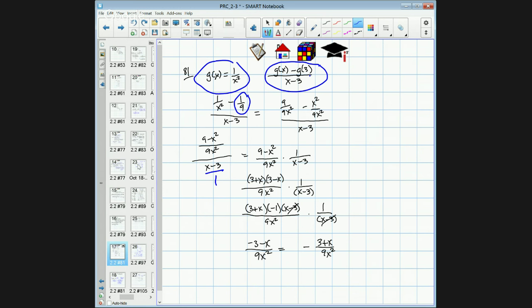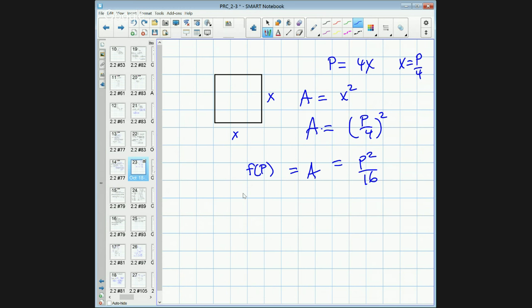Okay, so here it is, I don't have it labeled. Let me write it on there. This is number 85. So in 85, we're told that you have a square which has a perimeter of p.